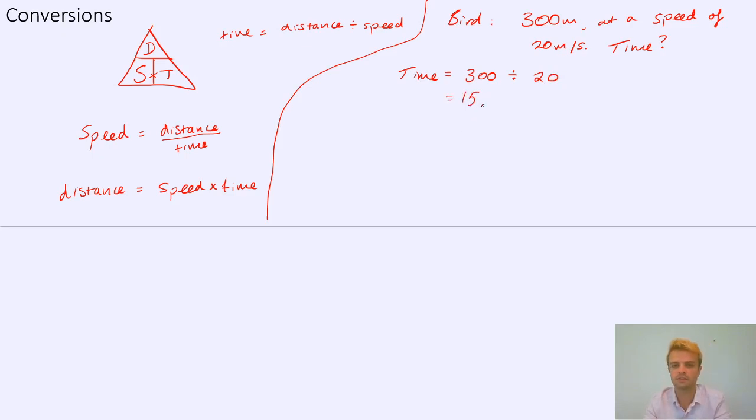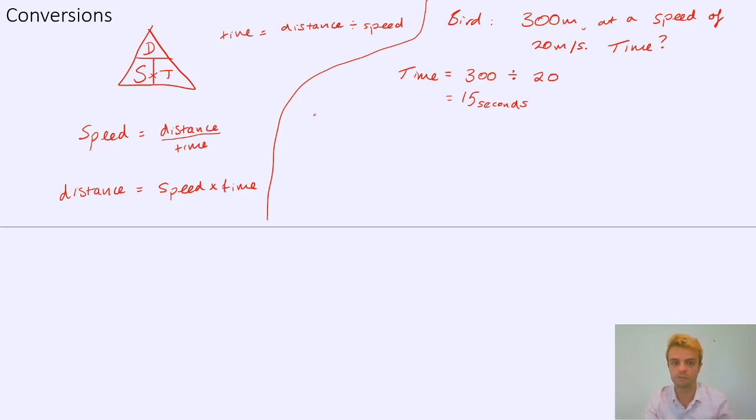But 15 what? Is it 15 hours, 15 minutes, 15 seconds? Well, if we look at the units that we used to do this calculation, we had meters and meters per second. So the unit of time is already kind of given to us in the question. The unit of time is going to have to be seconds. So a bird flies 300 meters at a speed of 20 meters per second. It took 15 seconds.